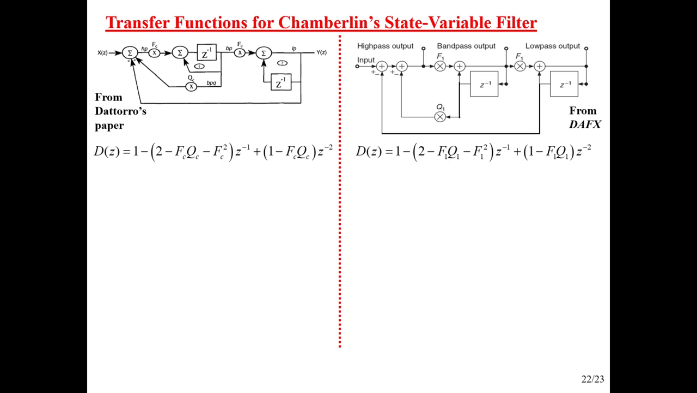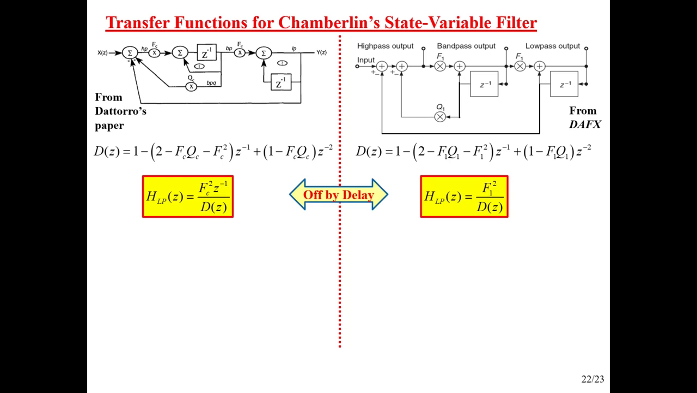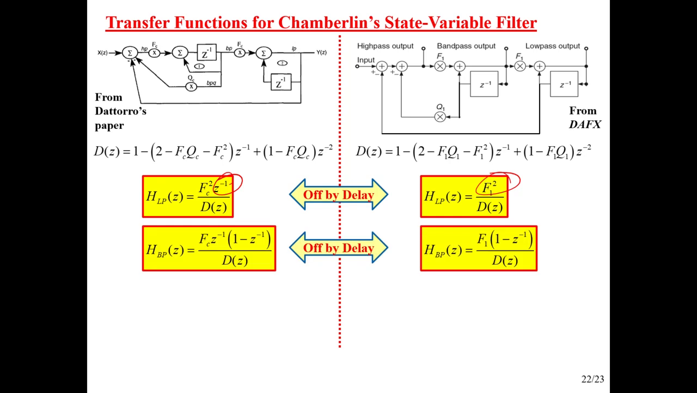So the denominator ends up being exactly the same. The only difference is notational, FC versus F1, QC versus Q1, but those are the same thing. So the denominator is the same, so it's not messing with the dynamics. That's good. And then if we figure out the transfer functions, we have a z to the minus 1 in one, and we don't in the other. So the two versions are off by a delay on the low pass.